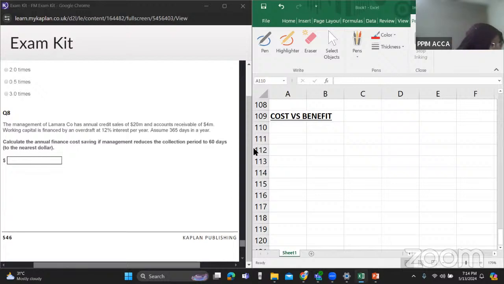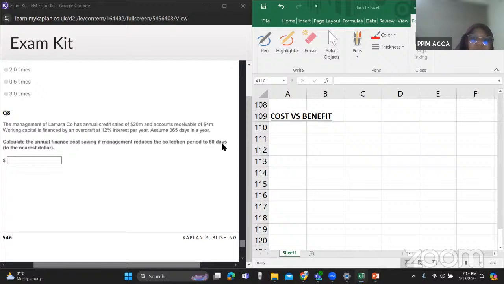Right now, we don't know what our receivable days are. Okay. We can calculate it because we have the sales, we have the receivables. So we can find the receivable days. Whatever that answer is, most probably more than 60. Okay. So what is the management saying? If we reduce the collection period to 60 days, will there be a finance cost savings? So why will there be a finance cost savings when the receivable days decrease?